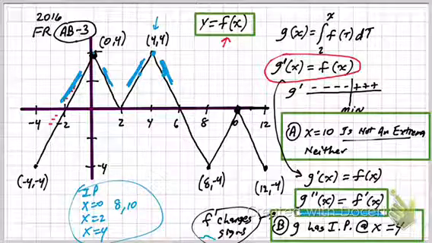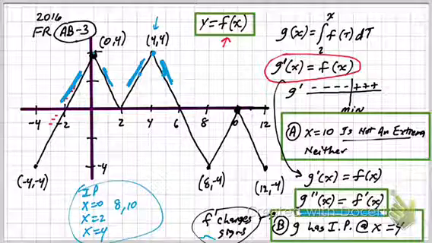C, find the absolute minimum value and absolute maximum value. Did they give us anything in the instructions? Do they tell us F? Oh, I know.